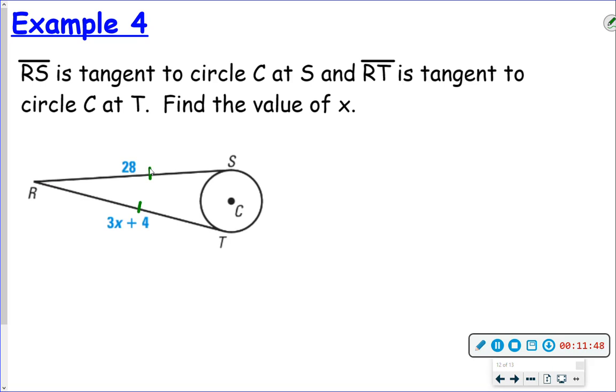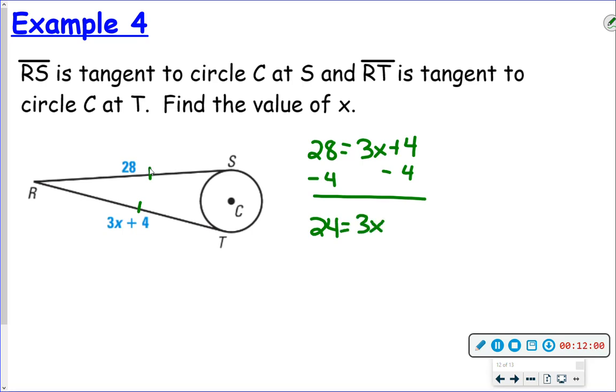Super easy. Find the value of x, we're going to set them equal. So 28 equals 3x plus 4. Then of course I'm just going to subtract 4 from each side. And last but not least, divide by 3. Do that in your heads. All right, there you have it.